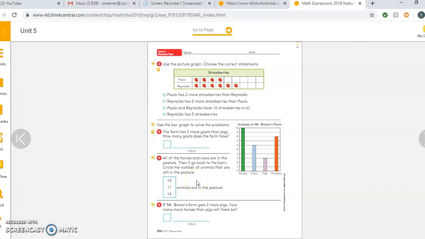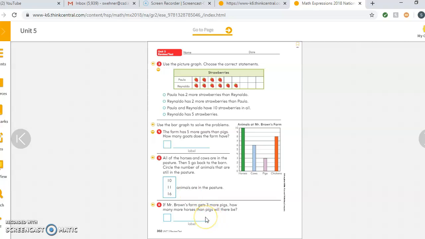Number 5. All of the horses and cows are in the pasture. Then 5 go back to the barn. Circle the number of animals that are still in the pasture, kind of like a field, if you will, or out roaming around, maybe getting some of their food. All right, our choices are 10, 11, or 16. So all of the horses and the cows are in the pasture. So you need to look over your horses and cows. All of these are in the pasture at first, but then 5 go back. How many animals are still in the pasture? So after those 5 go back, how many are left?